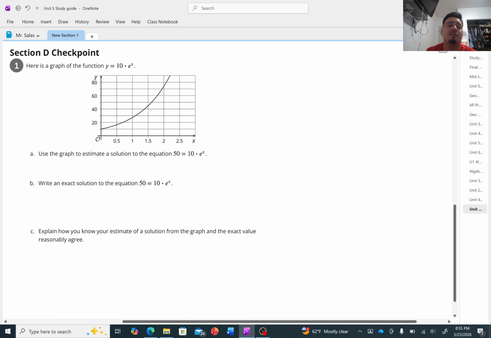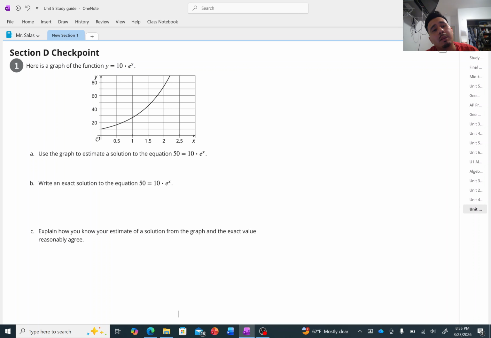This is your last and final checkpoint for the Unit 5 study guide. We're looking at Section D, checkpoint. It says, here is a graph of the function y equals 10 times e to the power of x. We're dealing here with an exponential function that uses the base e. It says, use the graph to estimate a solution to the equation 50 is equal to 10 times e to the power of x. So I'm estimating some sort of solution for when my value is going to be 50.